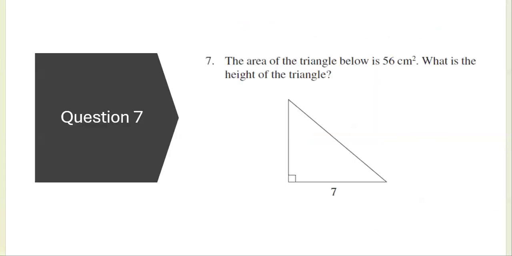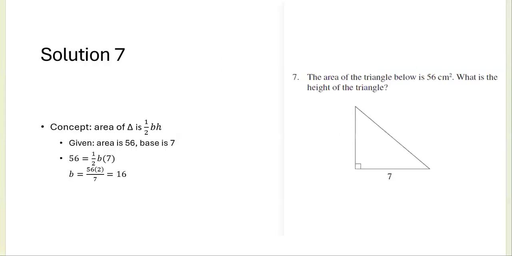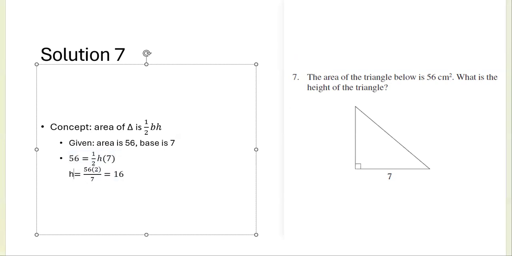Number 7, the area of the triangle below is 56 centimeters squared. What is the height of the triangle? Okay, this one should be simple. Area of a triangle is half the base times the height. This is a right triangle, so that makes it very easy. This is the base, this is the height. Okay, so we have area, we have base, we need to find height. We just use the formula to solve for h. So I used the wrong letter, but the answer should be 16.